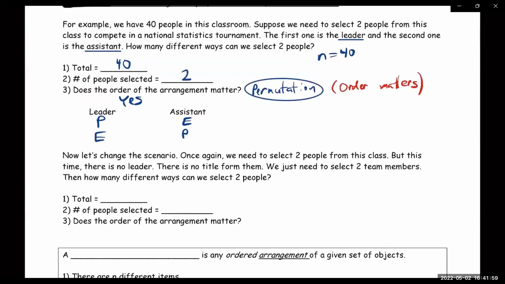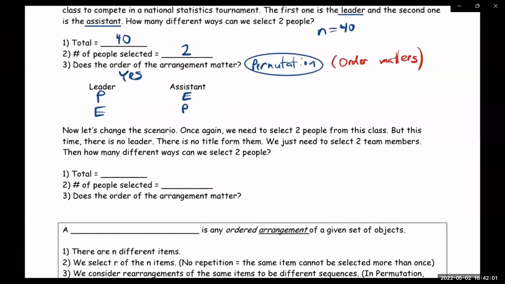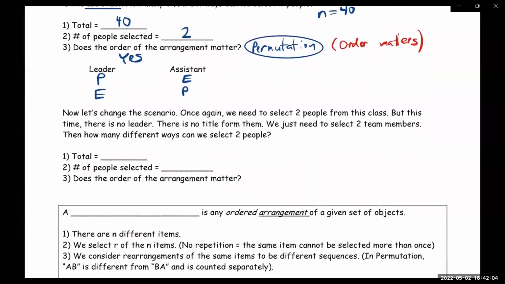All right, now let's look at the next scenario. The only thing that's changing is, let's change the scenario. Once again, we need to select 2 people from the class, but this time there is no leader, which means there's no assistant. There's no title for them. We just need to select 2 team members. Then how many different ways can we select 2 people?